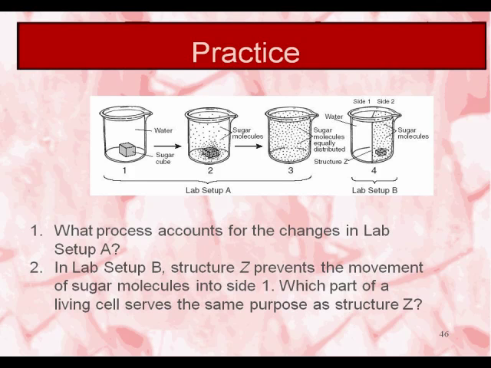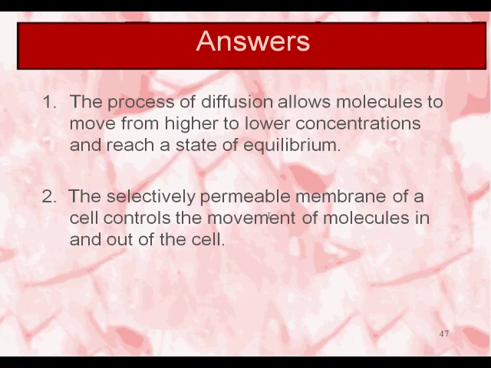What process accounts for changes in lab setup A? The process of diffusion allows molecules to move from higher to lower concentration and reach a state of equilibrium. Which part of the living cell serves the same purpose as structure Z? The selectively permeable membrane of a cell controls the movement of molecules in and out of the cell.